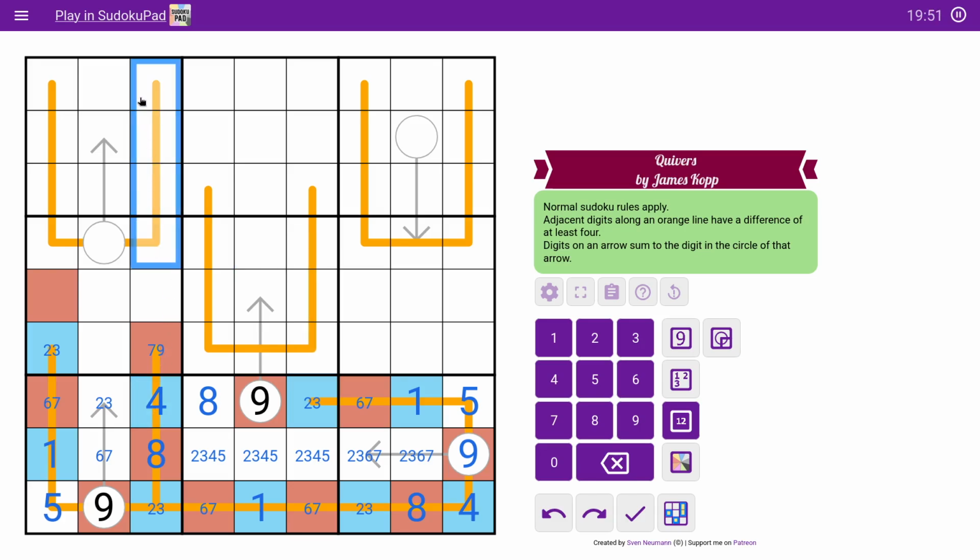Where is 4? One of these is 4. It can only touch 8 and 9. 8. 1, 7. 2, 6, 3, 5. Well, this can't be 2. If this is 8, this cannot be 2, 6, because of this. Can be 3, 5.